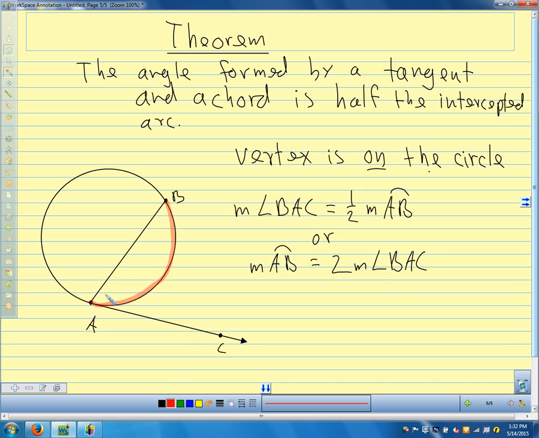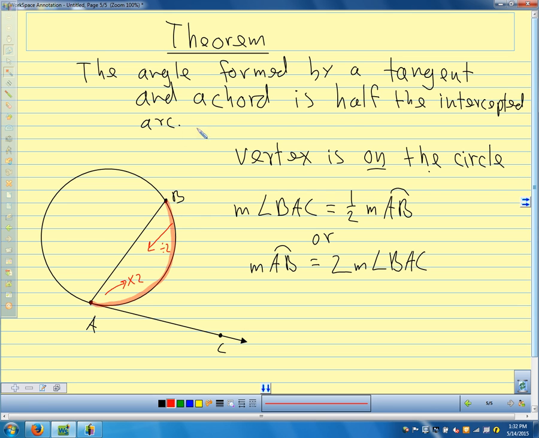So our rule is exactly the same. To go from the angle to the arc, multiply by 2. To go from the arc to the angle, divide by 2. The vertex is on the circle. It's the exact same rule. The only difference here is that this piece of the angle is outside the circle, but our vertex is still on the circle. All right, questions there?